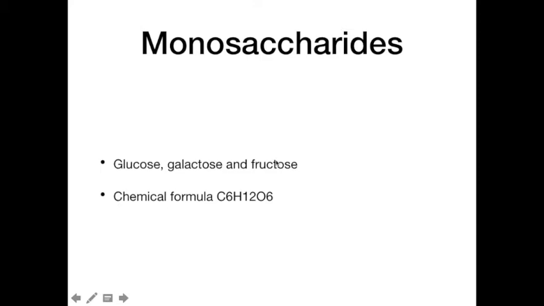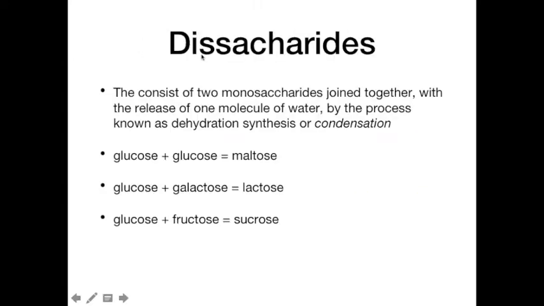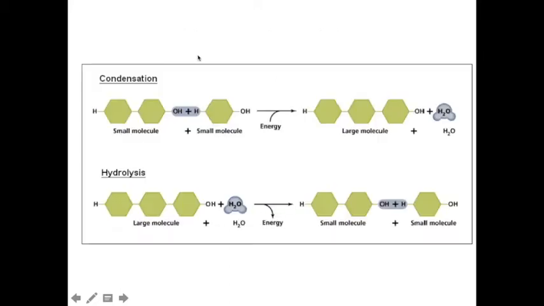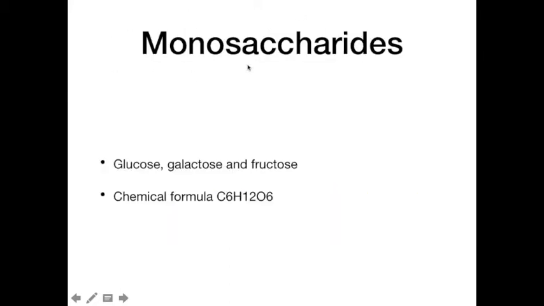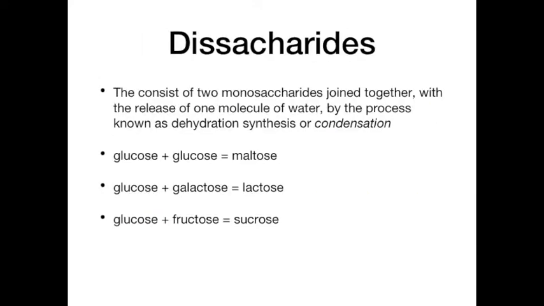We've got two types of glucose, alpha glucose and beta glucose, but it's not important. Now, for a disaccharide, mono means one. Disaccharide means two. So we've got two monosaccharides joined together, and these two form a disaccharide.